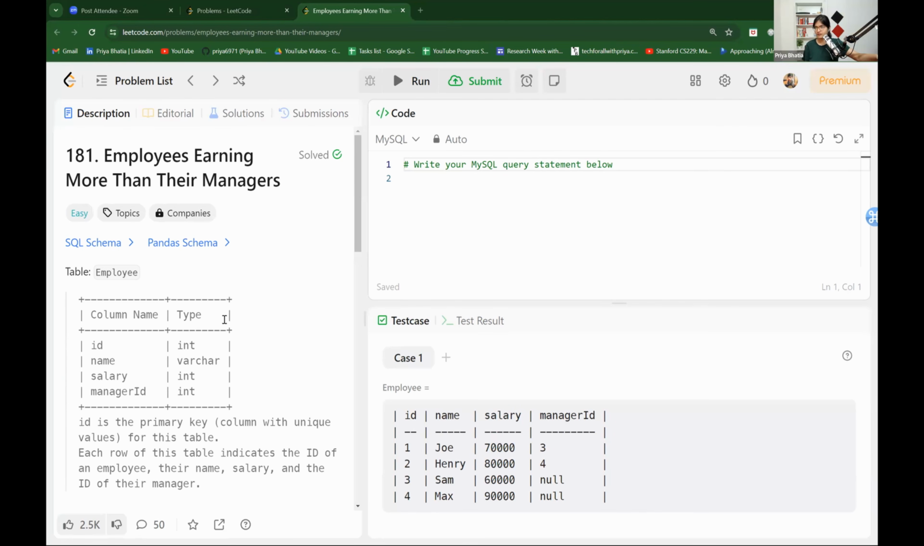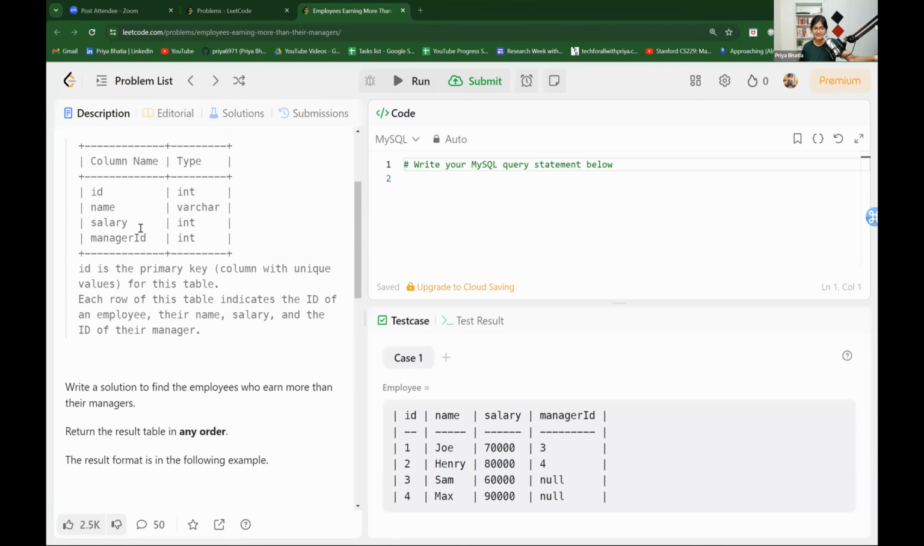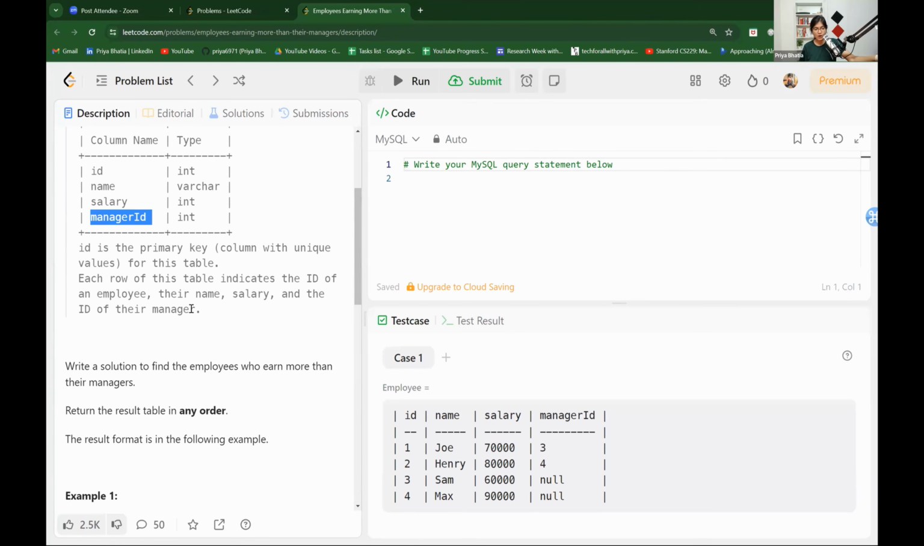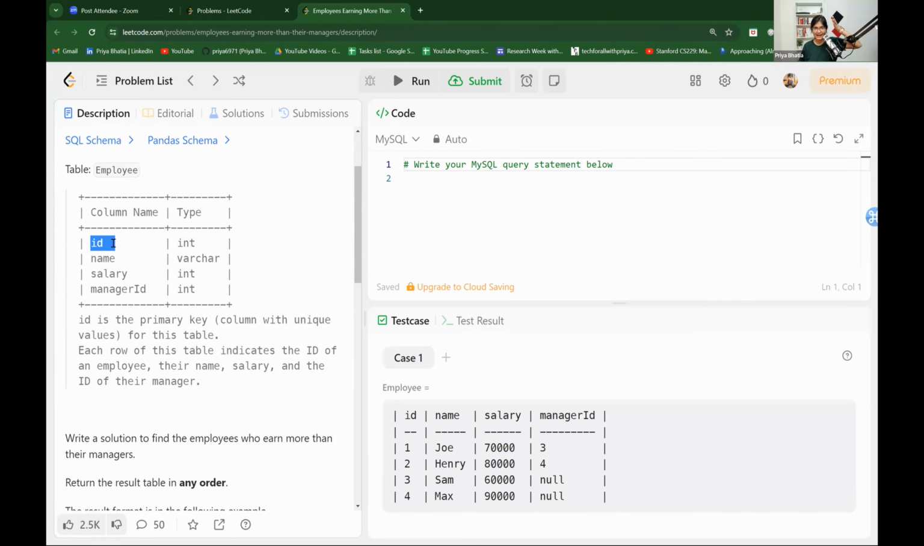Now, it usually happens that people in the company who are quite older might have a lower salary compared to people who joined very few months back. So what we have to figure out is who are those employees who are earning more than their managers. ID is given, name is given, salary is given, and manager ID is given. ID is the primary key of the table, and every employee who has a manager in the company will have a manager ID, which is available in my employee table. Each row of this table indicates the ID of an employee, their name, salary, and the ID of their manager. It is already given to me.